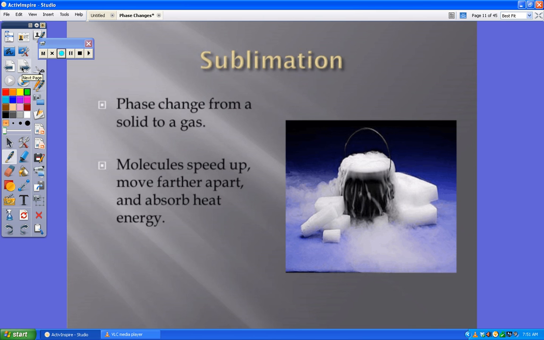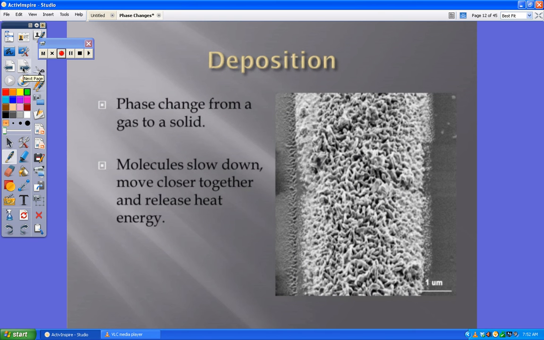Sublimation, this is one of the ones that we probably won't go too deep in with, but solid to a gas. It's very similar to the transition from solid to liquid or liquid to gas, but basically it makes both of those phase changes at one time. Usually occurs under certain pressure. Deposition is the opposite, from gas to a solid.